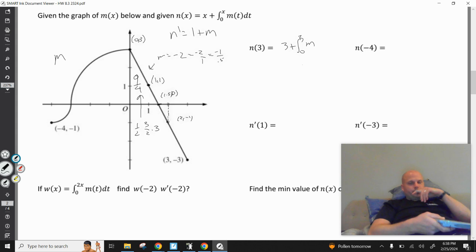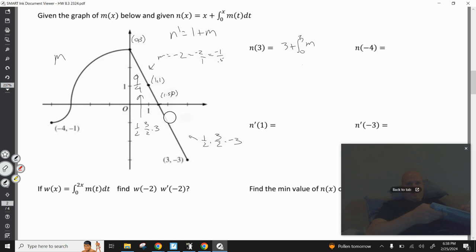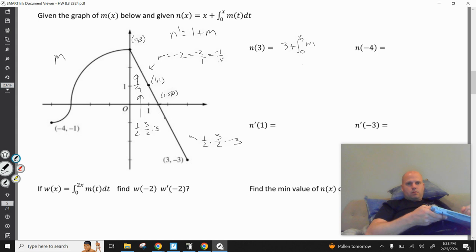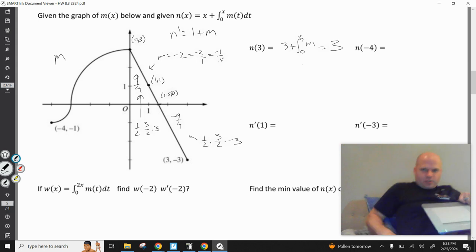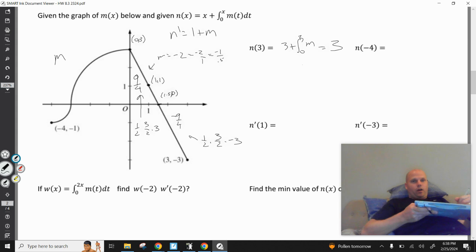9/4. I think I gave you this on the test. Then, from here to here, this is a 1/2 base of, again, 1.5, height of negative 3. Oh, okay, so that's going to be negative 9/4. Cool. So that's just 3. It's kind of like a trick there. Okay, I see what you're doing. N of negative 4. Oh, great.